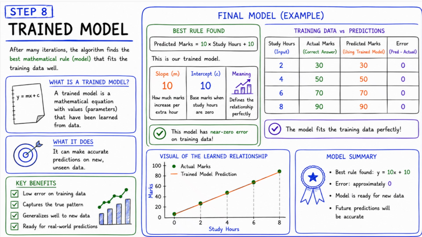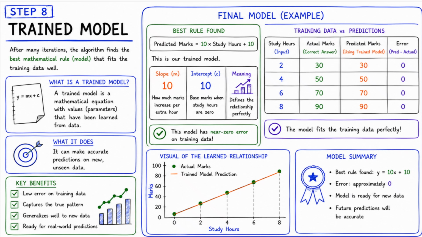After repeating the learning process many times, the algorithm finds the best mathematical rule that fits the training data. The final rule is called the trained model. In our example, the trained model is predicted marks equals 10 times study hours plus 10. Here 10 is the slope, which means every additional hour of study increases the predicted marks by about 10. And 10 is the intercept, which is the model's starting value when the study hours are 0.